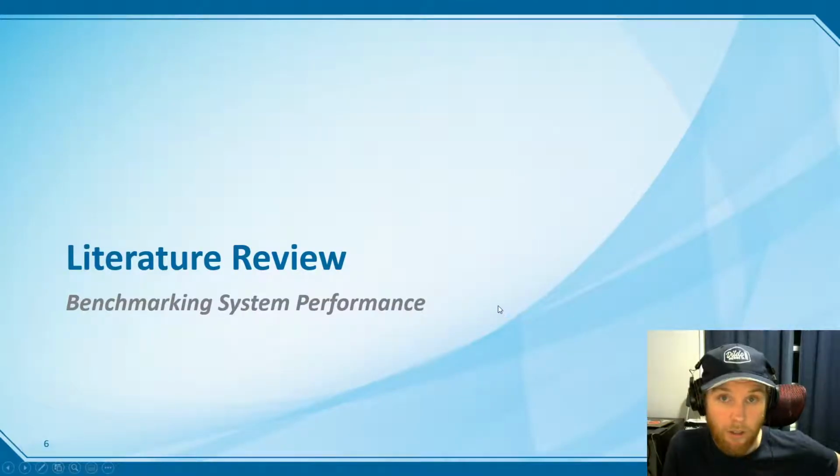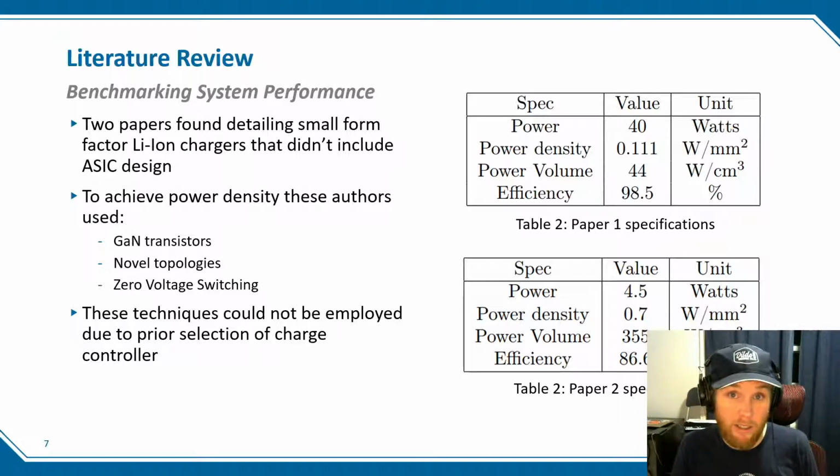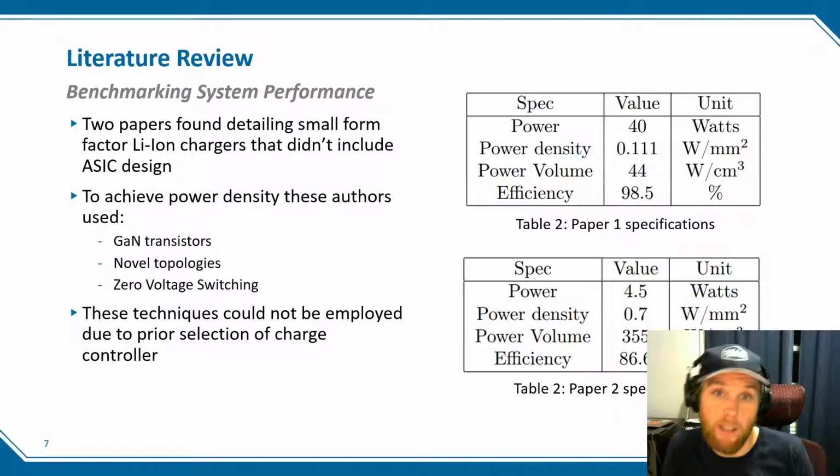Cool. So now we're just going to take a look at some literature review and look at how I benchmark this system. The two main things I was concerned with were the power density and the efficiency of the buck converter. I found two papers that detailed small form factor lithium-ion chargers that didn't include ASIC design. A very popular topic of research right now is lithium-ion controllers in ASIC design, so like literally putting it on silicon. So this was the only one that had a distributed non-monolithic charge topology.